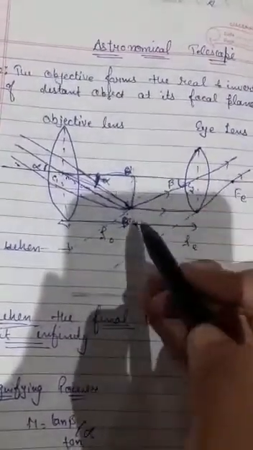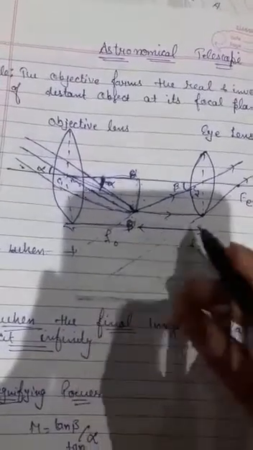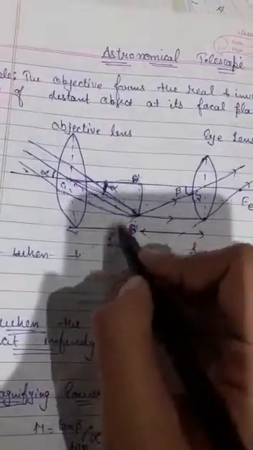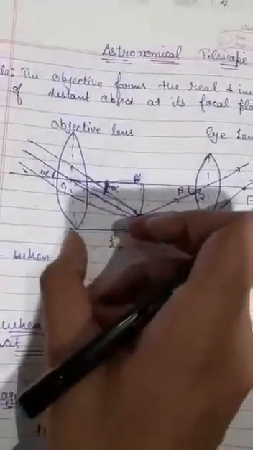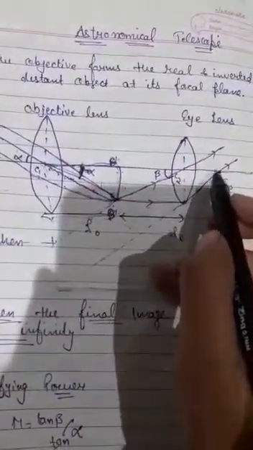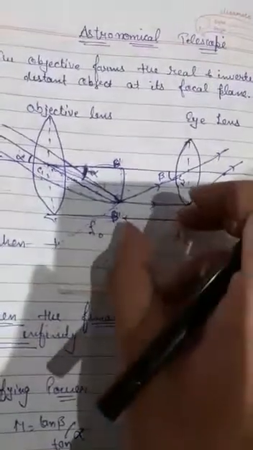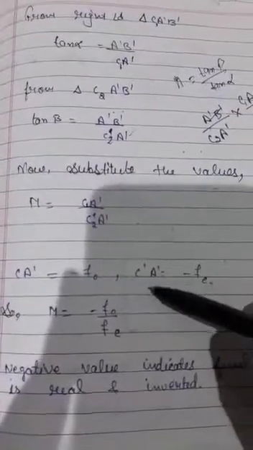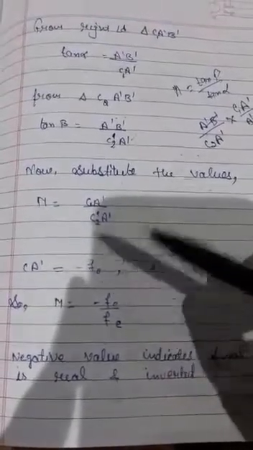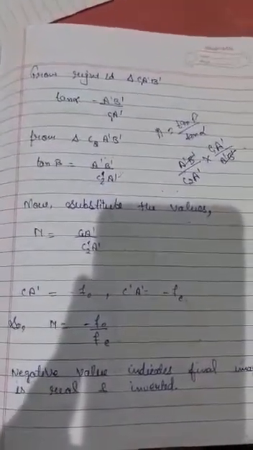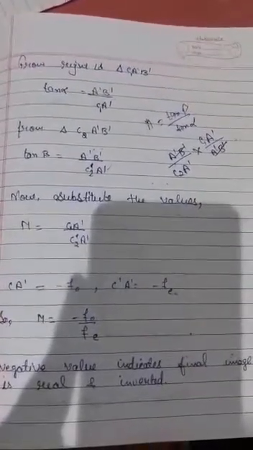अब इसकी इमेज लेफ्ट हैंड साइड पे बन रही है, वर्चुअल बन रही है, so this will be minus. The lens is placed here, the object was here, the image is forming over here, so we will take f naught positive. But here our image is forming on the left hand side of the lens, so fe I will take as negative. So you can see, C1 A dash is f naught and C2 A dash is minus fe. We put this value and get magnifying power equal to minus f naught upon fe. The negative value indicates the final image is real and inverted. So this is our astronomical refracting telescope. The second part is almost similar to this. You can do it by yourself.